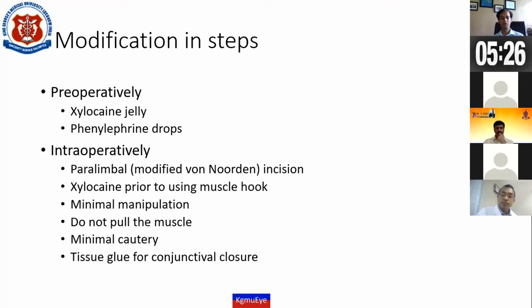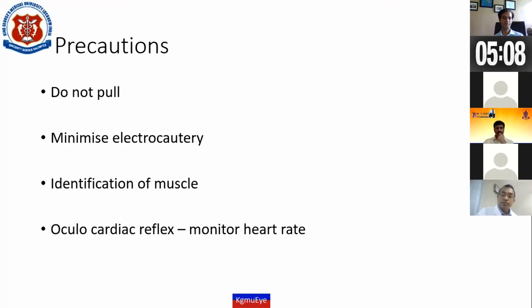Use minimal cautery, preferably heat cautery, because heat cautery is less uncomfortable compared to electrocautery. And using tissue glue for conjunctival closure not only minimizes your surgical time, but also reduces the discomfort associated with manipulation of the conjunctiva. Do not pull. Minimize the electrocautery. You should be confident about identification of the muscle. You can't be fishing for the muscle in a patient who's under topical anesthesia. And an important point is that you have to connect the monitor, because the oculocardiac reflex is often exaggerated in the absence of a block, specifically when you are dealing with the medial rectus. So although the patient is under topical anesthesia, the monitor should be connected in all patients who are being operated for strabismus.